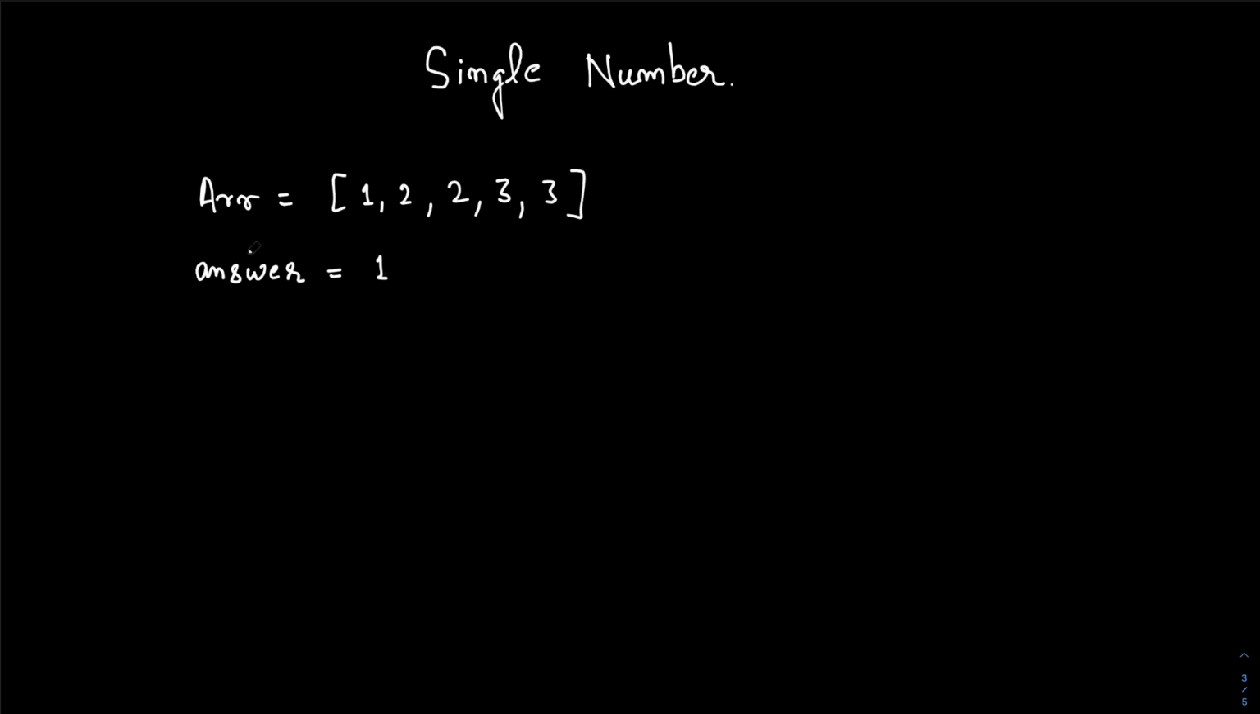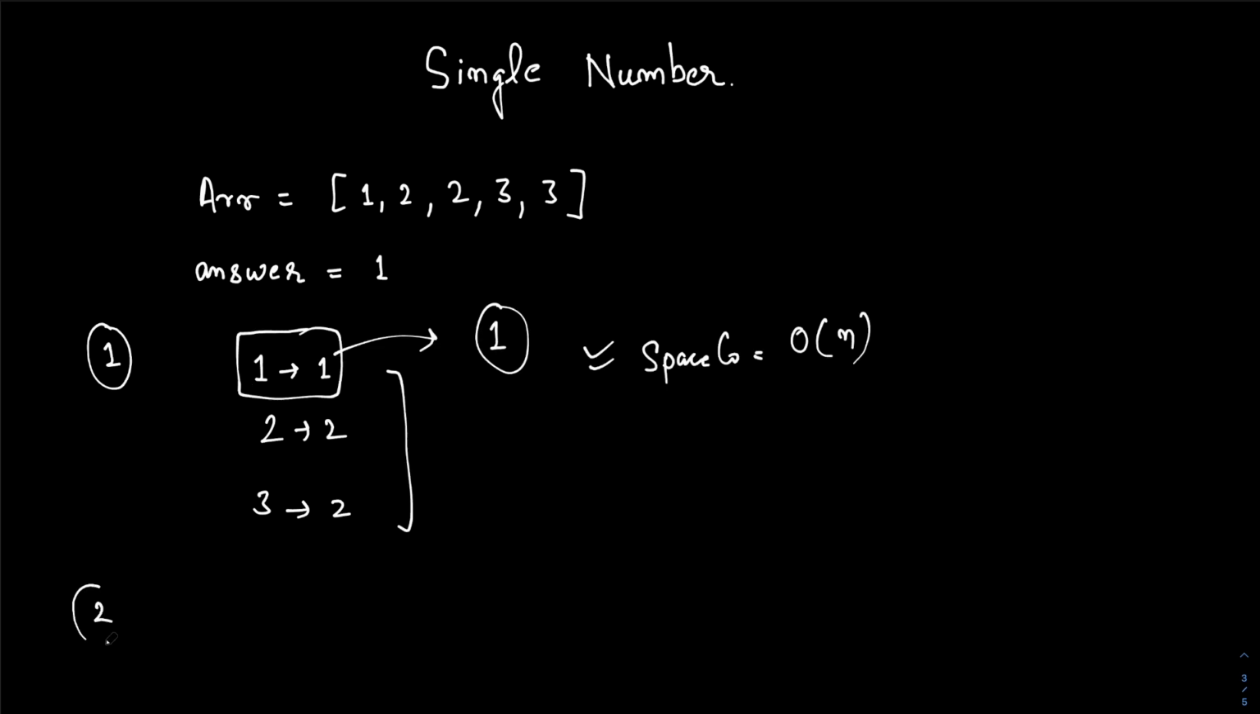So one way is you can use a map and start counting the total number of integers, right? So here the count of 1 is going to be 1, and 2 is going to be 2, and 3 is going to be 2. So I have to just check the number whose count is 1. That is going to be my answer. Let's start using the XOR operator.